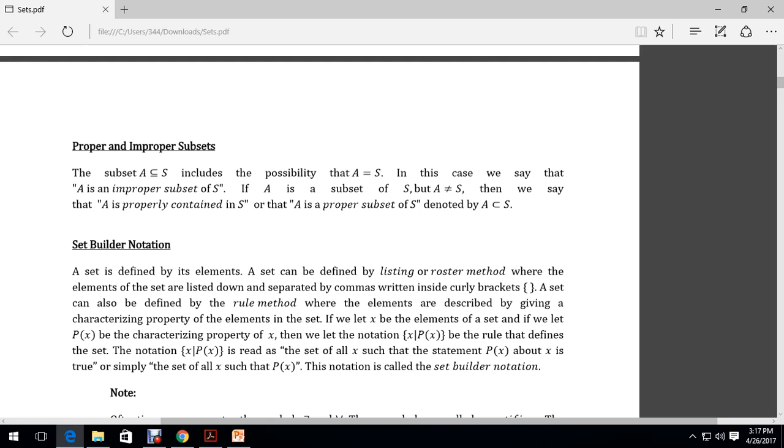The difference between the improper subset symbol and the proper subset symbol is that the proper subset symbol does not have a bar underneath.